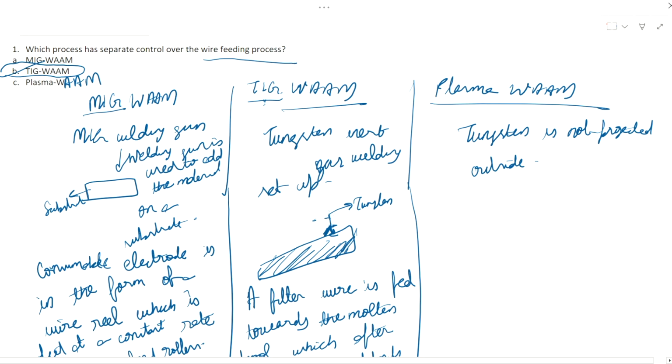So this was about the wire feeding process in the three processes. Now the next question, how is plasma cladding and TIG cladding similar? Okay, we just talked about this, we'll still discuss more.